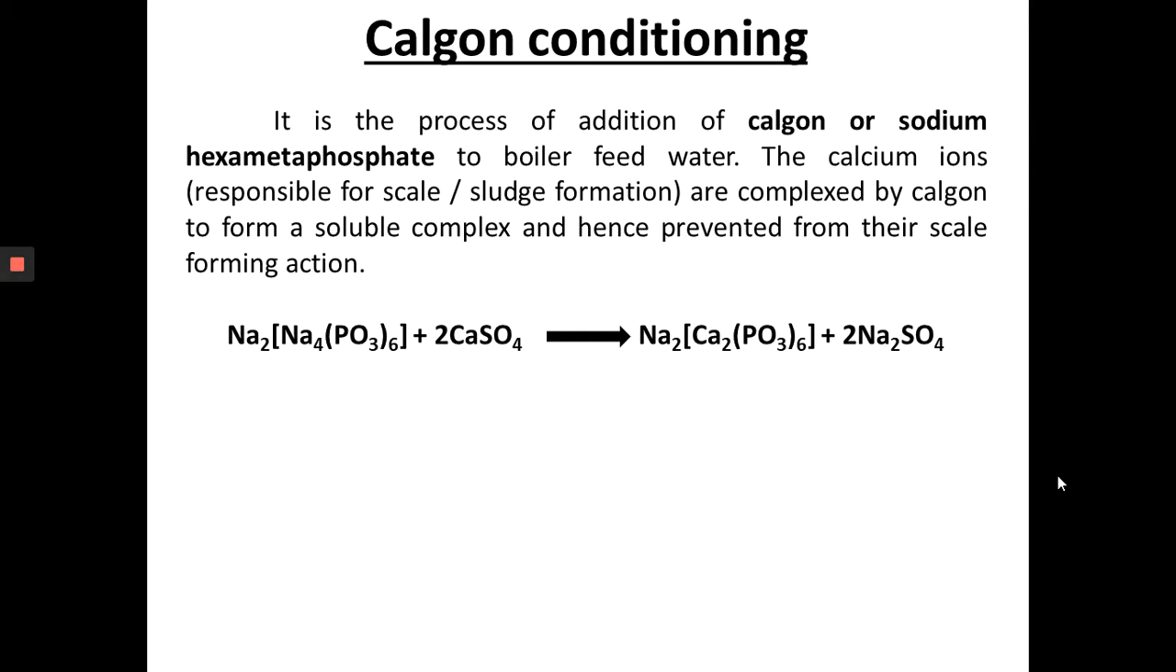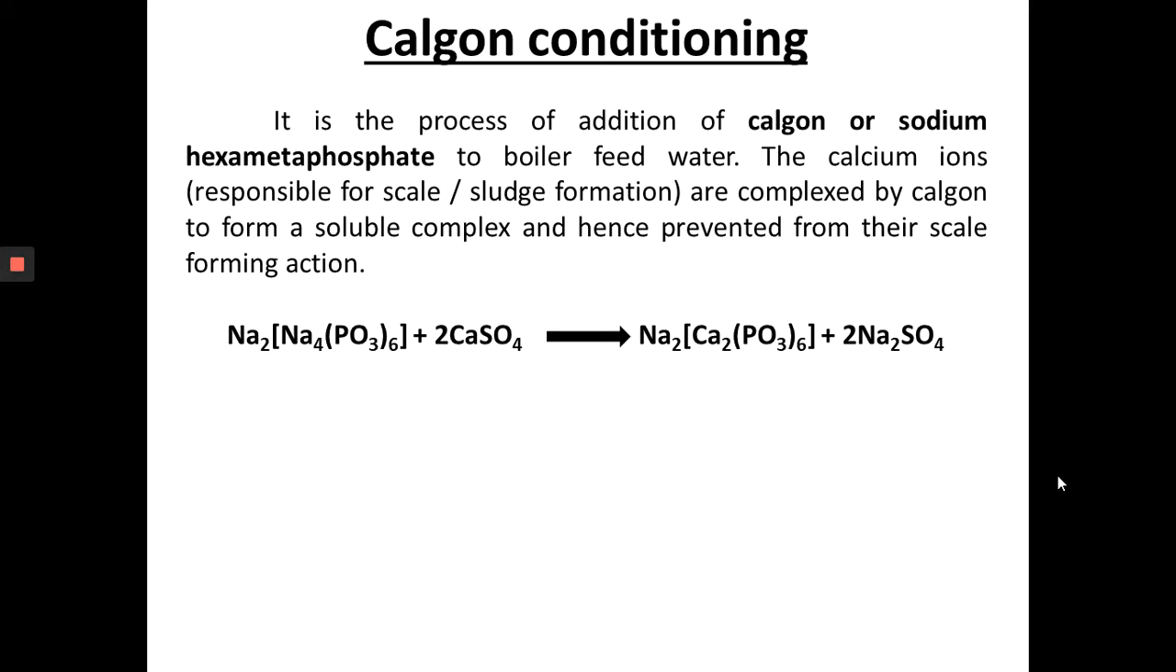The next one is Calgon conditioning. It is the process of addition of Calgon. Calgon is nothing but sodium hexametaphosphate, which is added in the boiler with water. The calcium ions or magnesium ions responsible for sludge and scale formation are complexed by Calgon to form a soluble complex and hence prevented from scale formation.